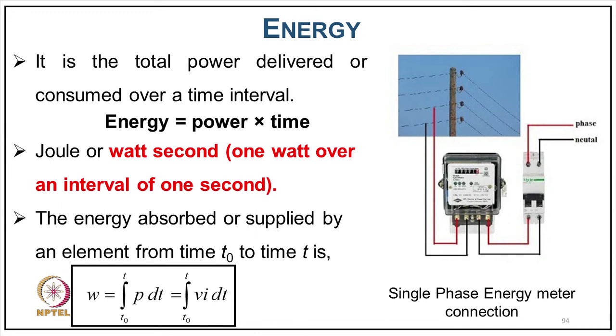If the total power consumed or delivered over a time is considered, we call it energy, that is power multiplied by time. We can have a single phase energy meter connection as shown here. We have an input connection coming in and 2 terminals going out to the load, with the breaker between line and neutral for the single phase load. Energy is measured in joules or watt-seconds, that is 1 watt over an interval of 1 second. So, energy absorbed or supplied by the element from time t0 to t is W equals the integral from t0 to t of p dt, or the integral of v i dt.